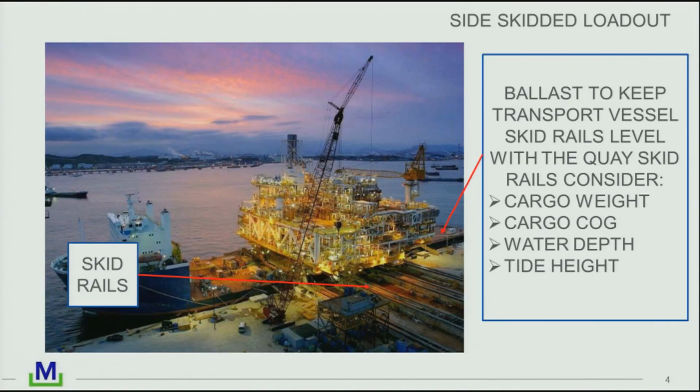So this is the side loadout. We've got skid rails here on the shore, skid rails on the transport vessel, and the module in this case is either pushed on or pulled on. The key elements to this are the strength of the ship, the tide, the water depths, and then the stability. Generally with these types of loadouts, we're not looking at GZ curves, but we are looking at GM. So we're looking for a minimum GM of about 1 meter.